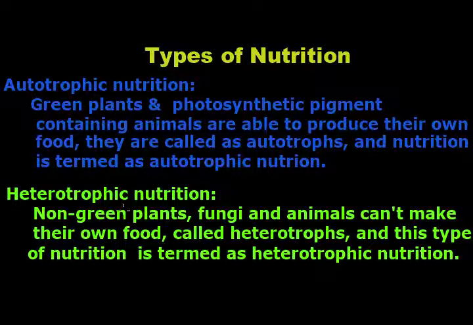And heterotrophic nutrition is just the opposite. Non-green plants, fungi and almost all animals are unable to produce their own food. They cannot make their own food. So that's why they basically depend on the autotrophs for acquiring their nutrition. And this type of nutrition is known as heterotrophic nutrition.